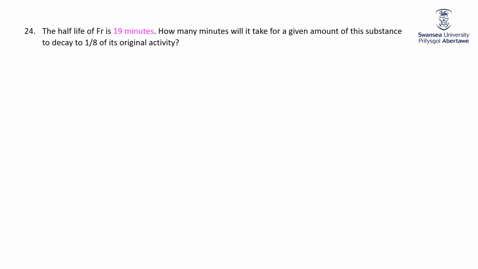The half-life of an isotope of francium is 19 minutes. How many minutes for a substance to decay to 1/8 of its original activity? Well, after 1 half-life, we have a half, after 2, we have a quarter, after 3 half-lives, we have 1/8. So we need 3 half-lives. 3 times 19 is 57 minutes.